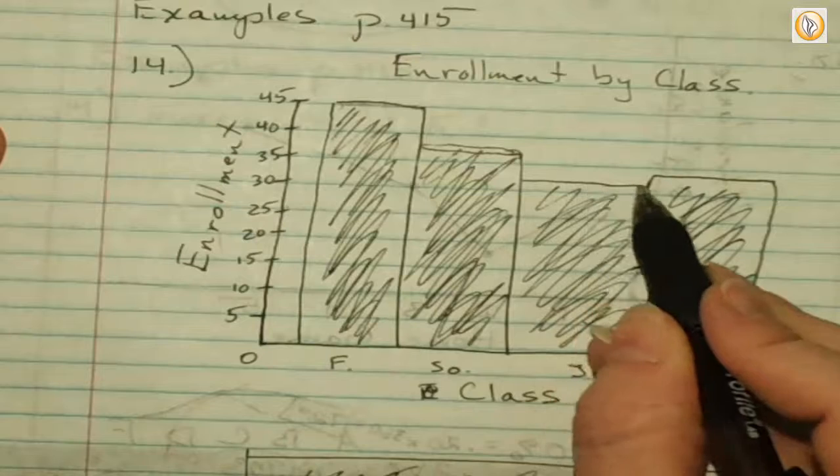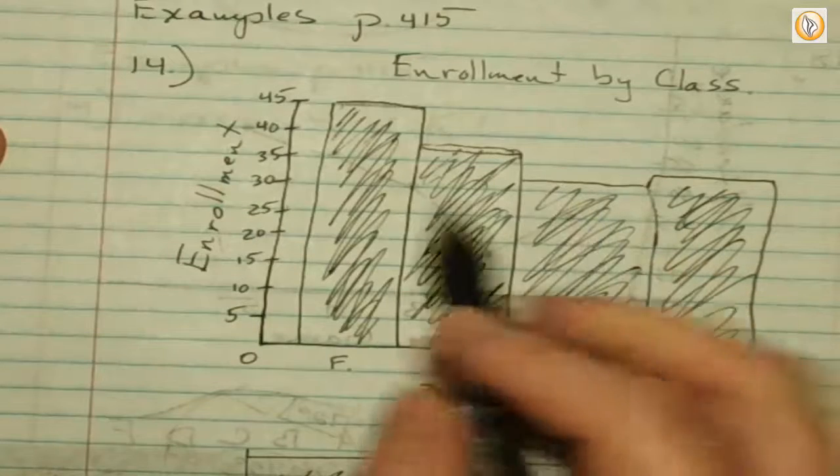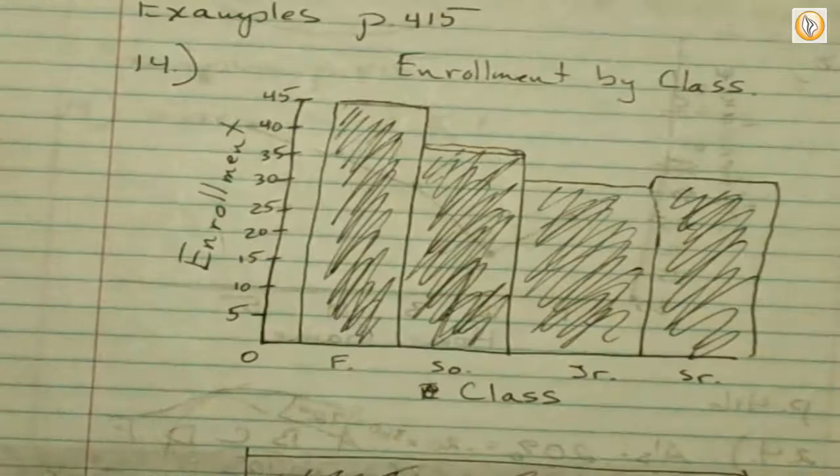So see, I have that bar right there. It's between 30 and 35. I'll let y'all continue writing.